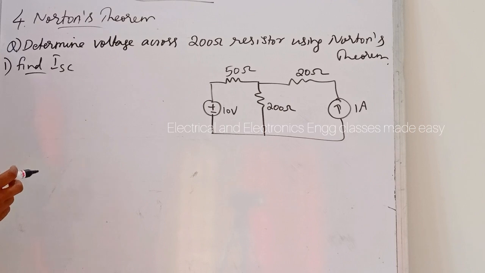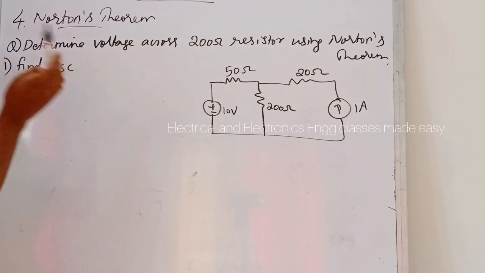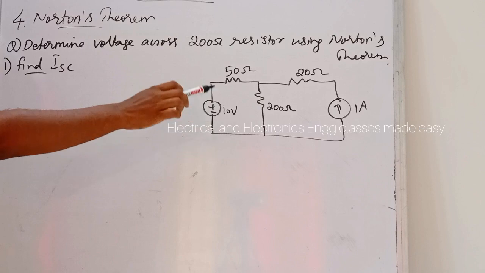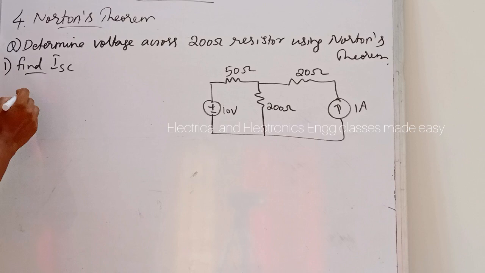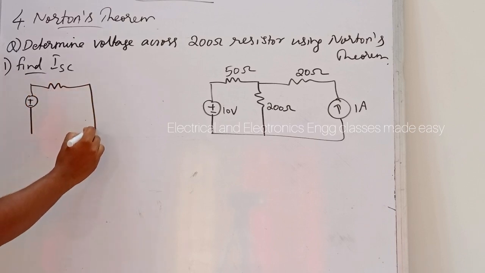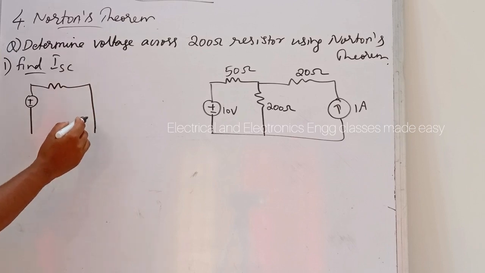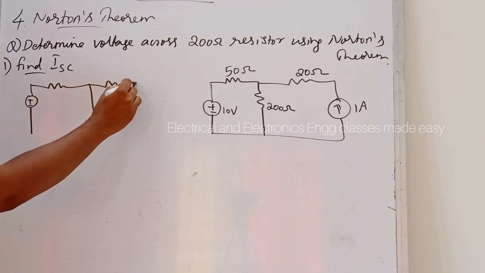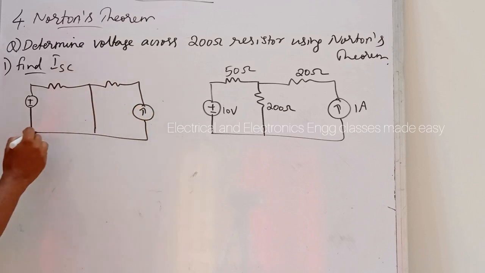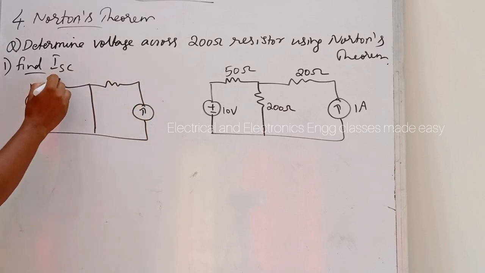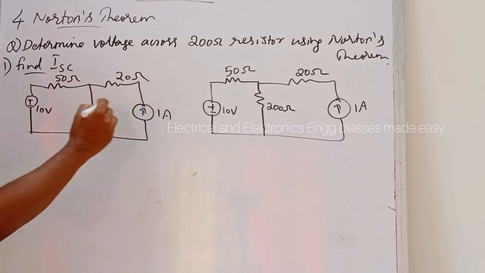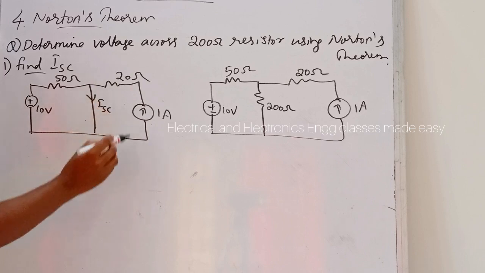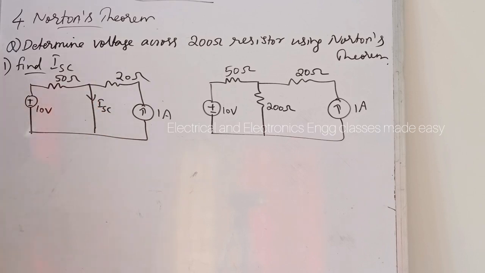So to find ISC, that is the short circuit current, we have to short circuit that load resistor. So here that is 200 ohm resistor. So first of all, short circuit that resistor. Then draw the circuit again. So this is 10 volt, 50 ohm. Then this is 20 ohm, 1 ampere. And we have to find ISC. So this current we have to find.